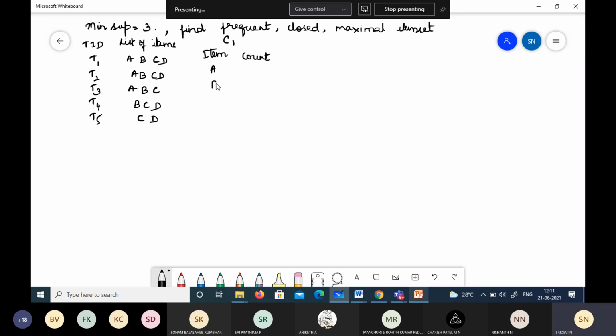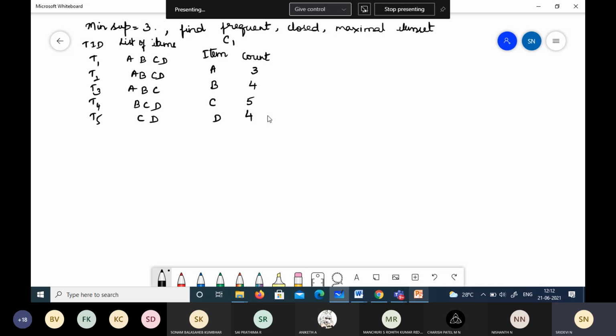So what are the items we have? A, B, C, and D. And tell me the count for this. What do you mean by support count? It is nothing but the number of times it is appearing in the transactions, divided by the number of transactions, isn't it? So we will just write down the support count. For A, the count is 3. For B, the count is 4. For C, the count is 5, isn't it? 1, 2, 3, 4, 5. And for D, the count is 4.